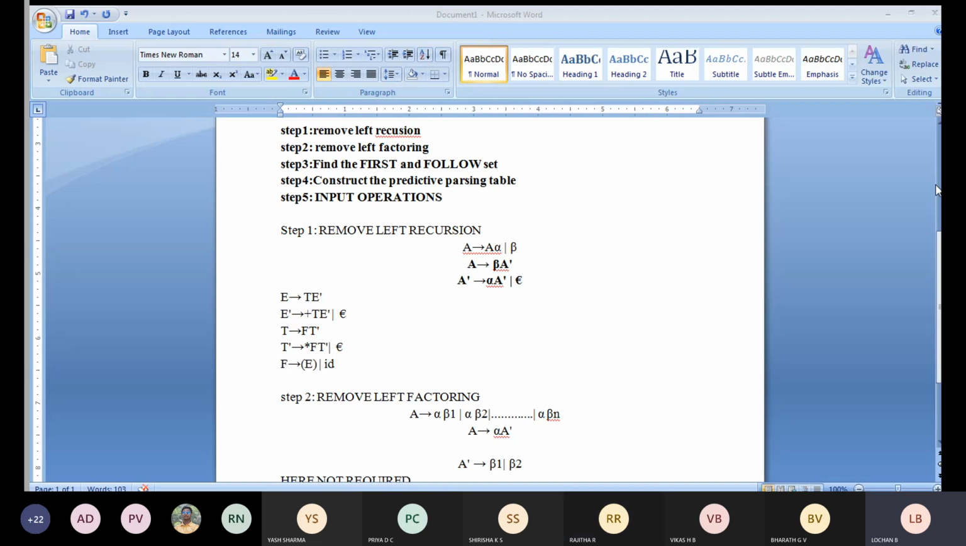Yes sir. Okay, completed. Once you completed, you just inform me. We will move to the step 3. First and follow also we have solved. These 3 steps we have solved in the previous class, all those things. Same thing we are applying here. New thing is we need to construct the predictive parsing table. That is important. I'll show you.